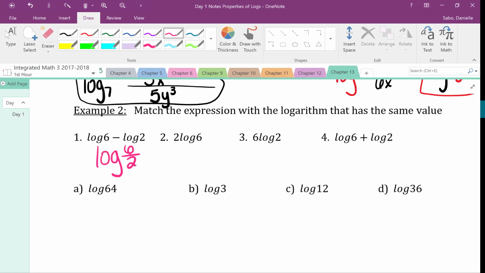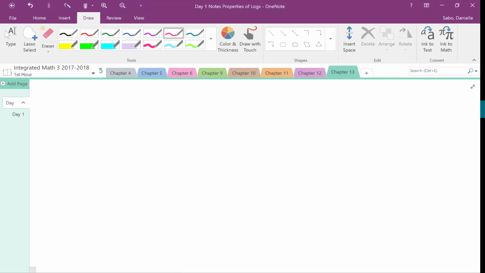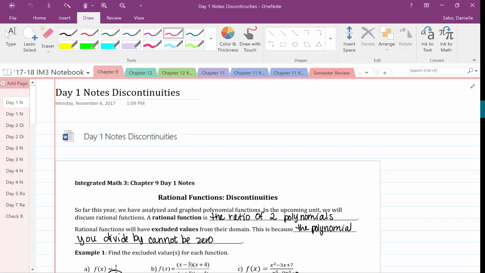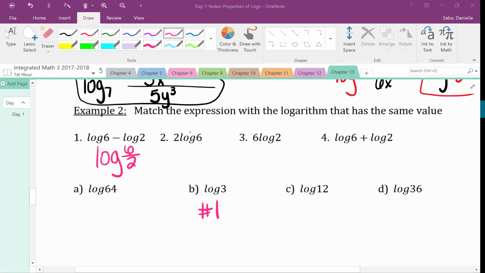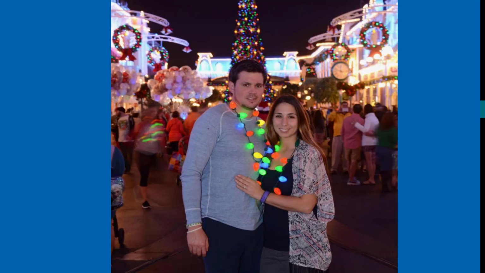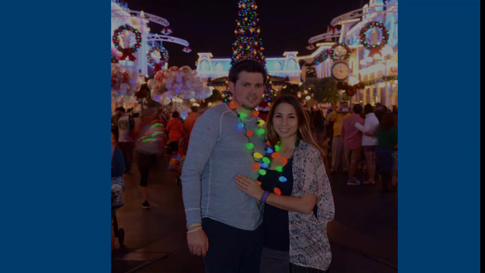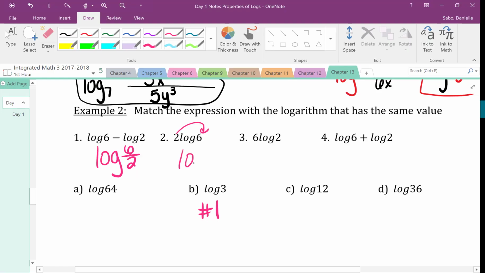And 6 divided by 2 is 3. So number 1 went with B. Here the 2 comes up, and I get log 6 squared, which is 36, and that's why number 2 is D.